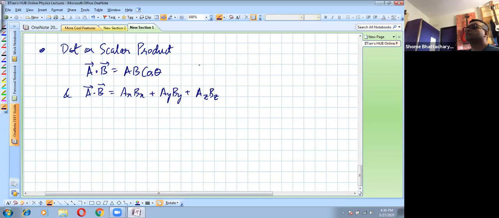Okay, so these were the formulae. And along with that, we saw a host of properties. There's the commutative property, that A dot B is equal to B dot A. Then we saw the distributive property. This one.